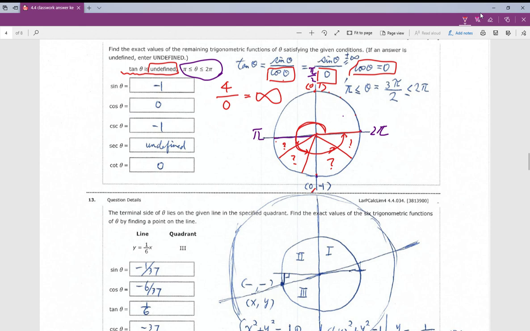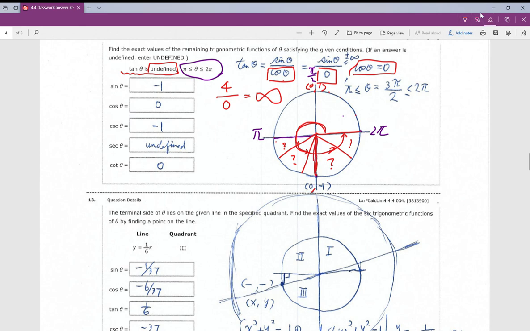So the only possible angle, the only possible angle we will end up with (0, -1), is when we have an angle exactly like this. This is our terminal side.